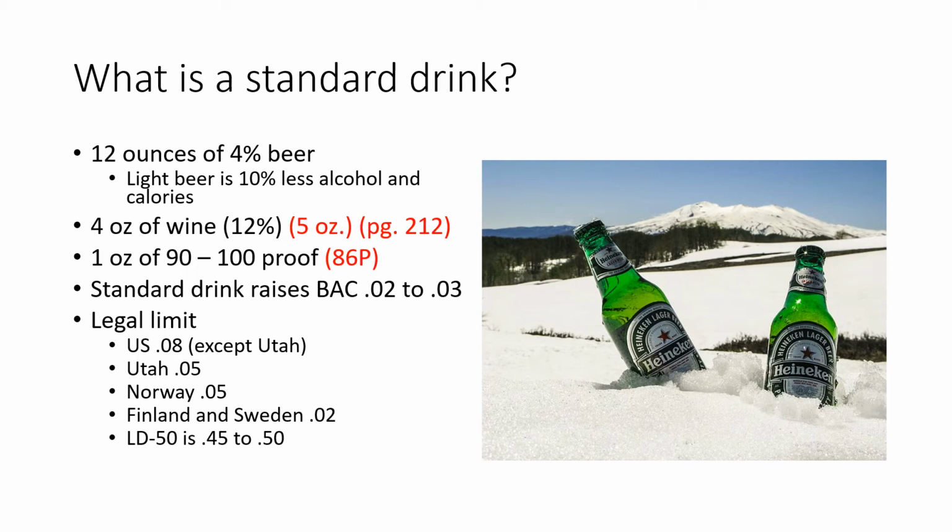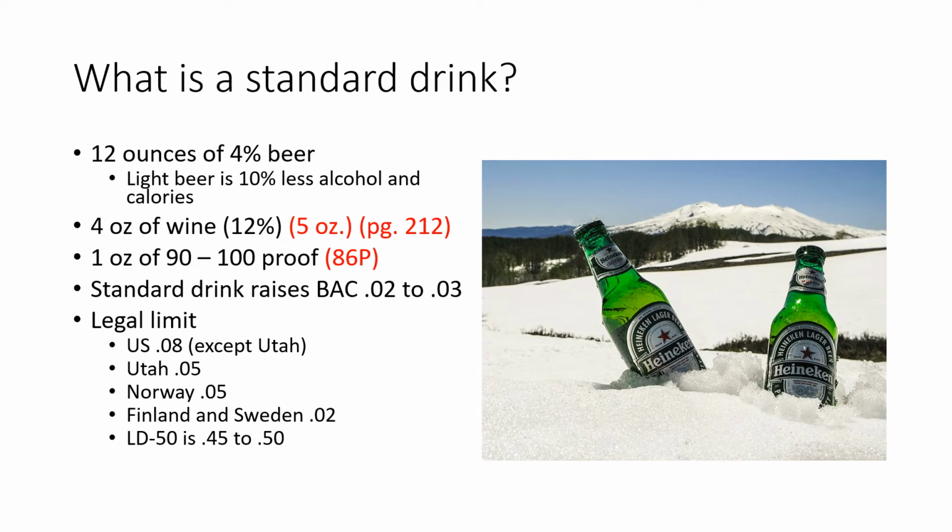4 ounces of wine, 12%. Some textbooks say 5 ounces, depending on whether the wine is 12 or 15% content. 1 ounce of 90 to 100 proof. The standard is 86 proof. However, drinkers need to be careful. The standard shot glass contains a lot more than 1 ounce, and most people don't stop at the 1 ounce point in the shot glass, so it's easy to get considerably more than you think. A standard drink raises most people's blood alcohol content between 0.02 and 0.03.